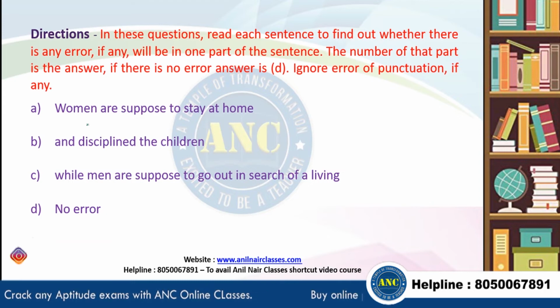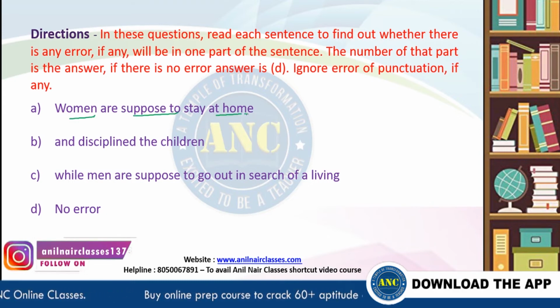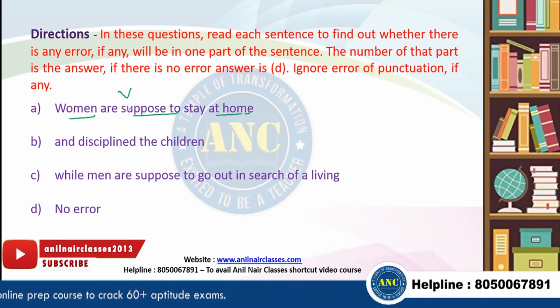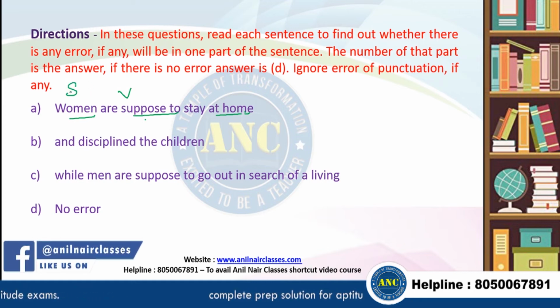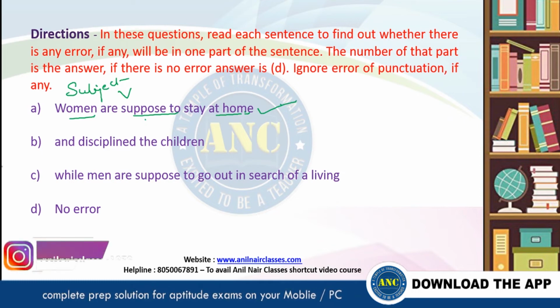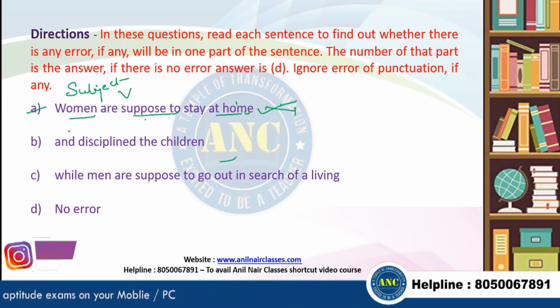Women are supposed to stay at home. Very bad, huh? Why? Verb is are. Who are supposed to stay at home? Women. It's the subject. Subject-verb agreement is there for us. This is perfectly fine, so we can get rid of it. Now, we'll get rid of A.